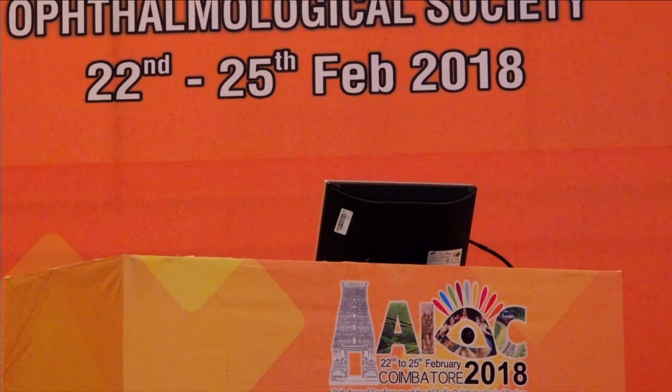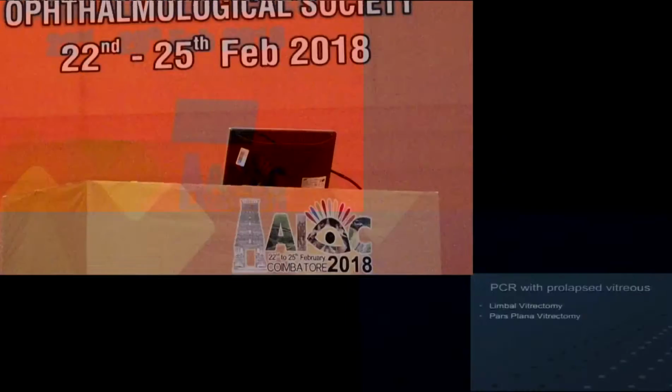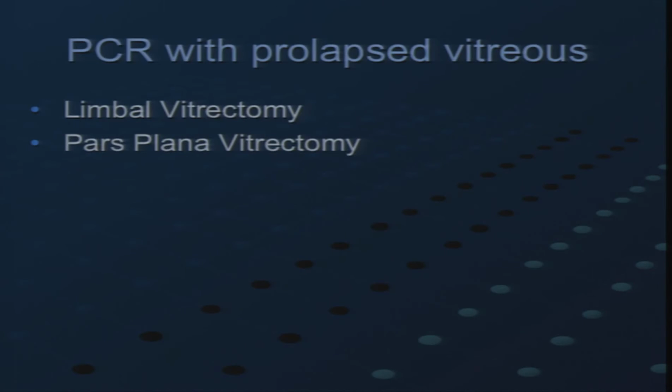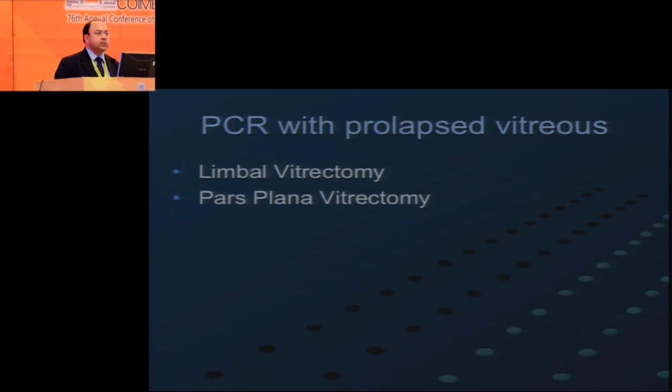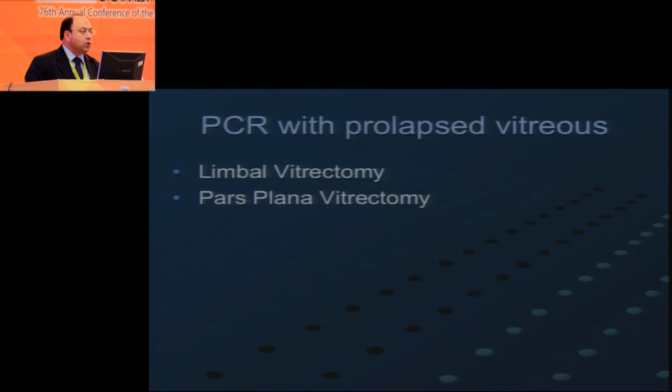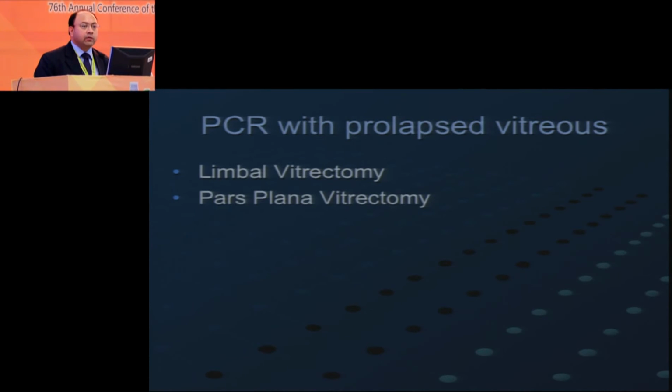Going to the management of when we have a posterior capsular rent, how do we go about it? We saw the presentations by Dr. Mohan Rajan. In his older presentations, he used the limbal route to do the anterior vitrectomy, but then he showed in one of his later videos how you can do 23 gauge vitrectomy through the trocar and cannula inserted through the pars plana region.